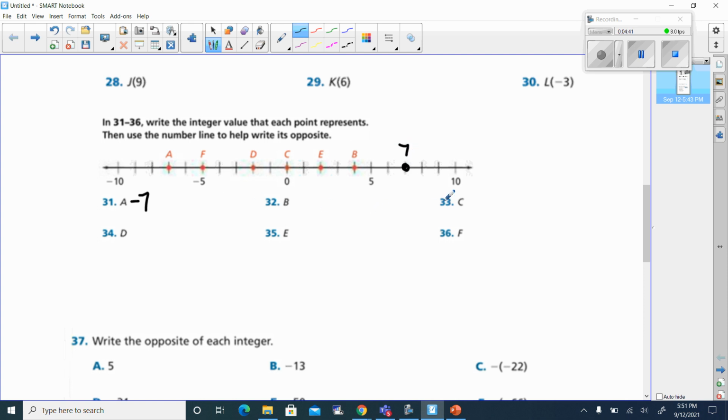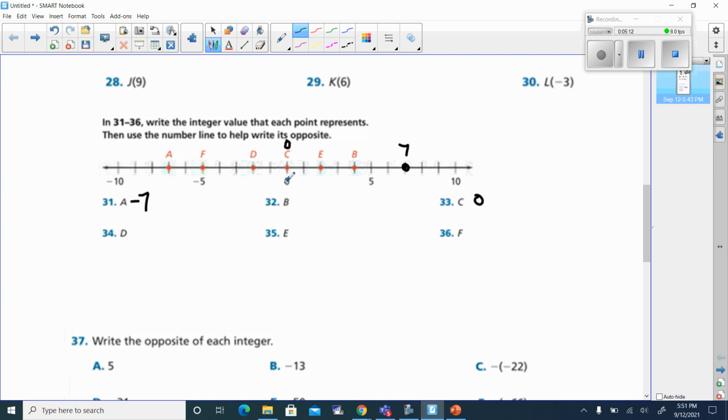And now let's see, 33 is mine. You guys got 32. C is 0. Okay. The opposite of 0, there is no opposite of 0. 0 is 0, that's it. Because it stays right there. This was a -7. This is going to be 0. So it stays right there at 0.